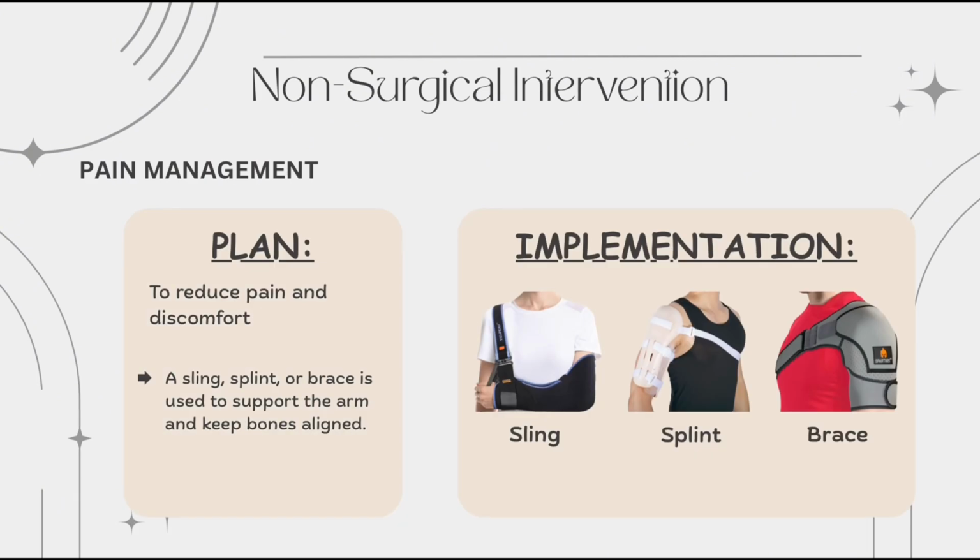Next is non-surgical intervention. The first non-surgical intervention is for pain management. A sling, splint, or brace is used to support the arm and keep the bones aligned. The main goal is to reduce pain and discomfort of the patient.